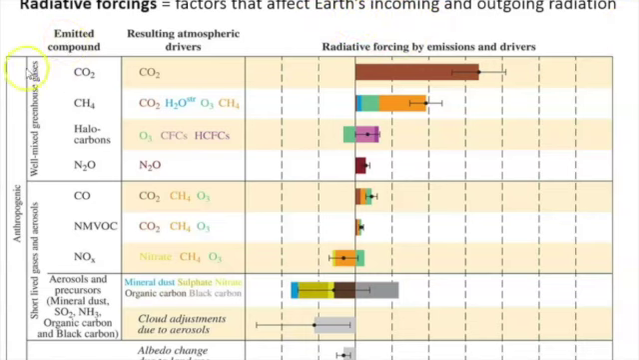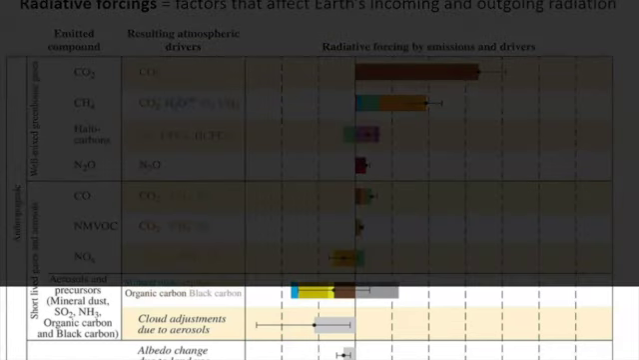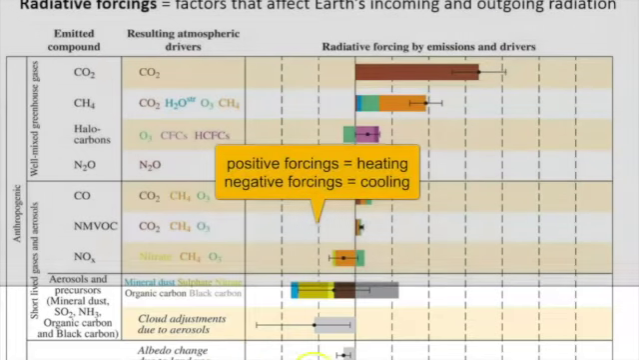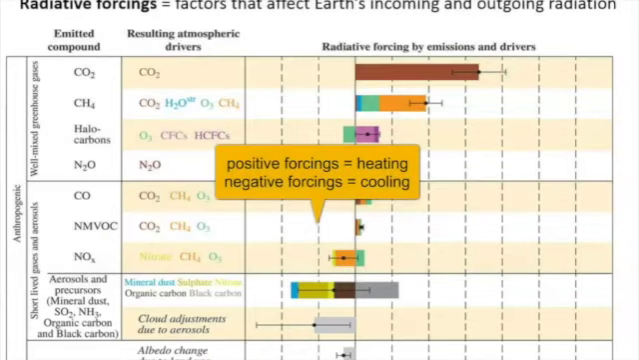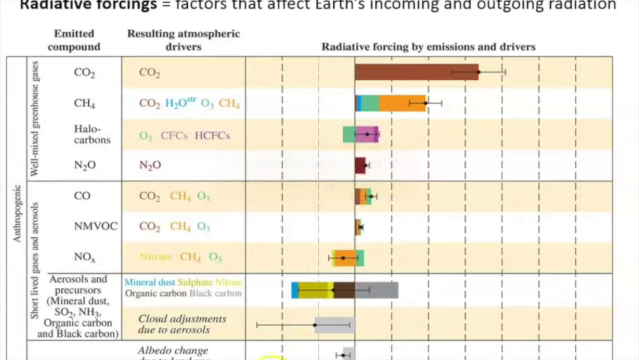So looking on the x-axis, these are 0, 1, and 2. Those are the positive numbers, and then there's 0 to -1. Those are the negative numbers. So there are positive radiative forcings, and these cause heating. These cause warming. And then the negative cause cooling. So there are warming effects and cooling effects. And we can see in general there are more warming effects, but there are also cooling effects.